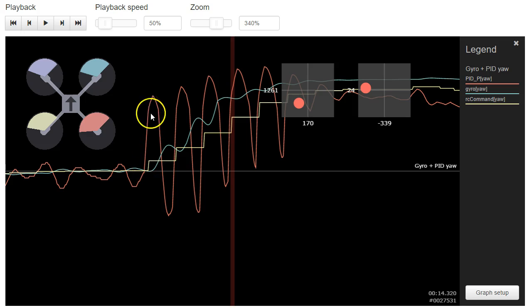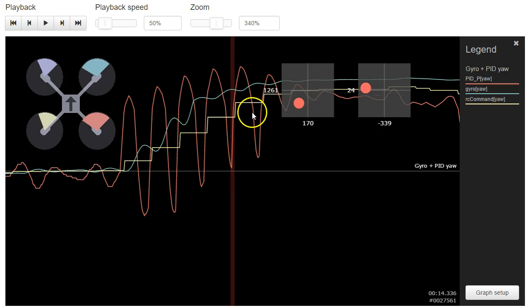Up and up and down and up and down and up. Yeah, okay, so it's RC command here that is causing this shudder in your gyro. The RC command is stair stepped. The P term is acting, we're seeing that stair step come out in the P term.